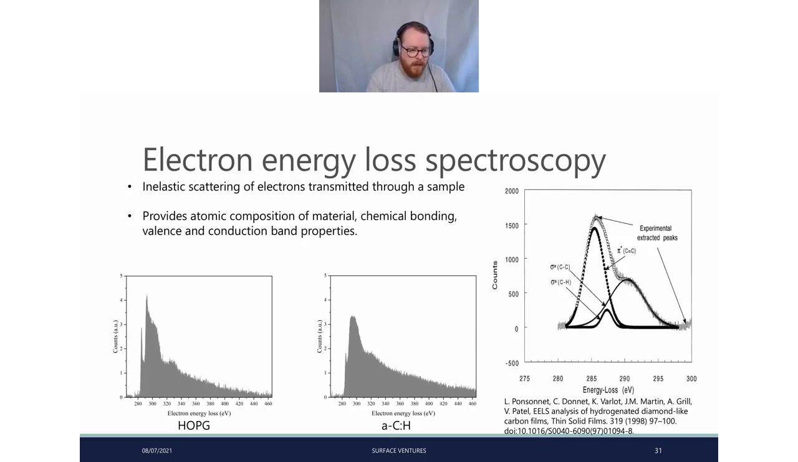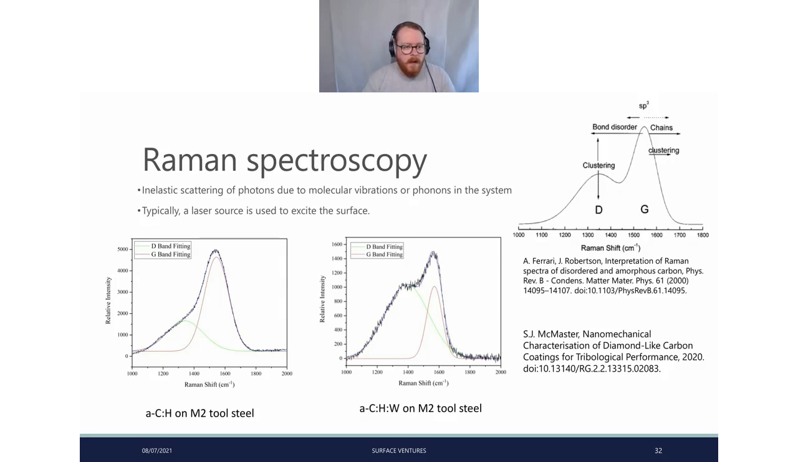So we have here the differences between a crystalline amorphous carbon, highly oriented polycrystalline graphite, and our hydrogenated amorphous carbon, as well as some of the fittings used here. A note on fittings for different spectroscopy: each type of spectroscopy will have its own fitting function. A lot of these are Gaussian based, but could be Gaussian plus other functions as well. It is spectroscopy specific. So we go on to Raman.